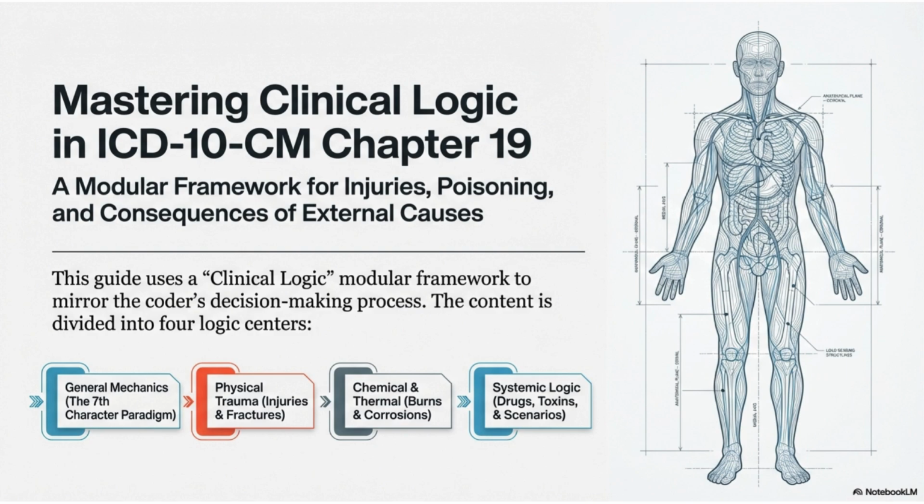Today we're reviewing ICD-10-CM Chapter 19, focusing on injuries, poisoning, and the consequences of external causes. This chapter is highly logic-driven, and we'll break it down using a simple clinical framework that mirrors real-world coding decisions.